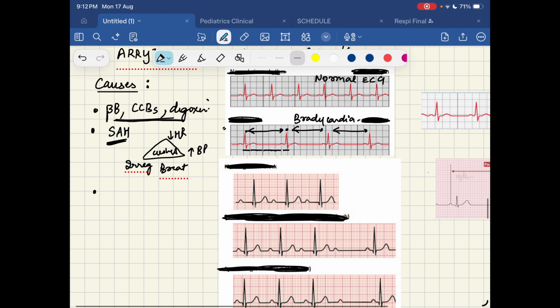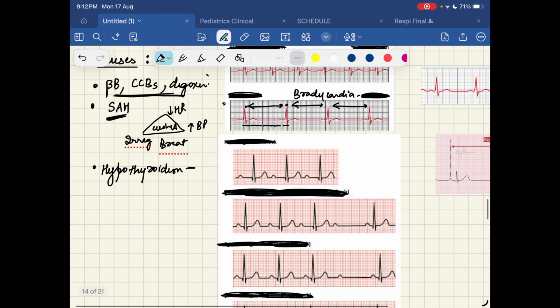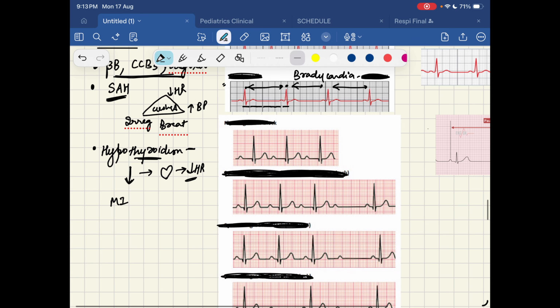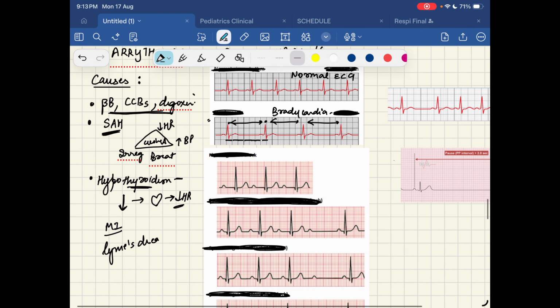The other very important cause of heart block, or bradyarrhythmia, is hypothyroidism. Thyroid is a hormone which maintains the metabolic system of our complete body. So when thyroid goes low, the heart also starts pumping at a lower basal rate, so the heart rate drops. You always need to rule out whether the person has hypothyroidism or not. Or there can be some kind of MI or Lyme's disease which can cause all this. So now we are done with what situations can cause this.